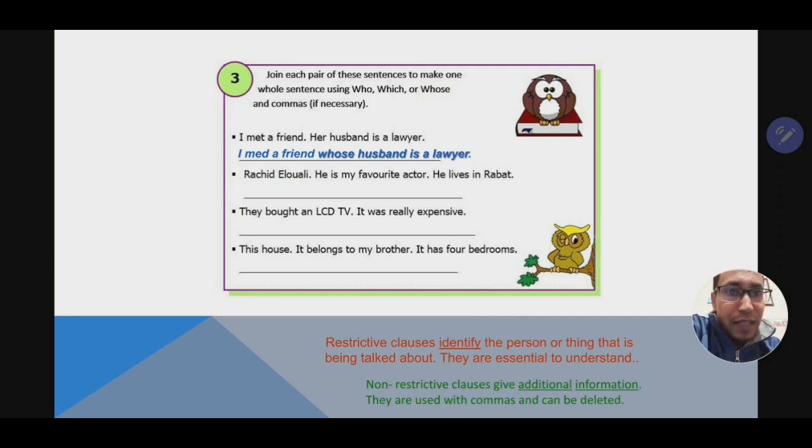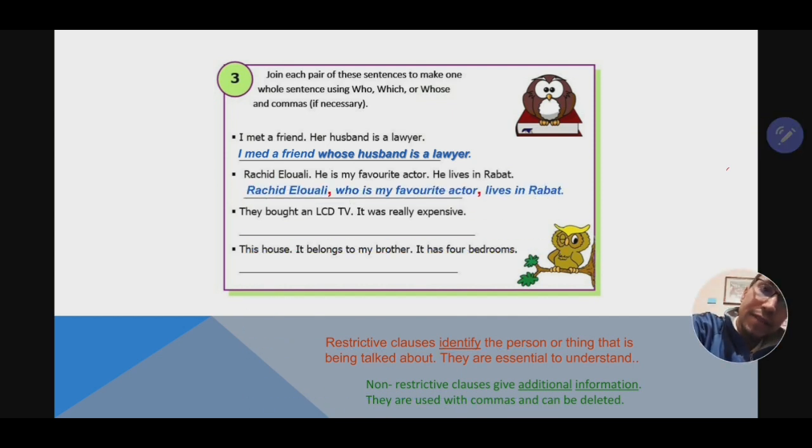Rashid Louali, he is my favorite actor. He lives in Rabat. Yes, Rashid Louali, who is my favorite actor, lives in Rabat. So, who is my favorite actor is not important. We can say simply Rashid Louali lives in Rabat. Next, they bought an LCD TV. It was really expensive. So this is it. They bought an LCD TV which was really expensive.